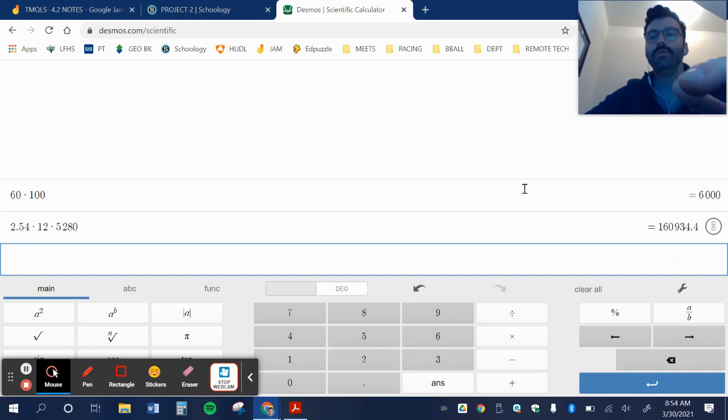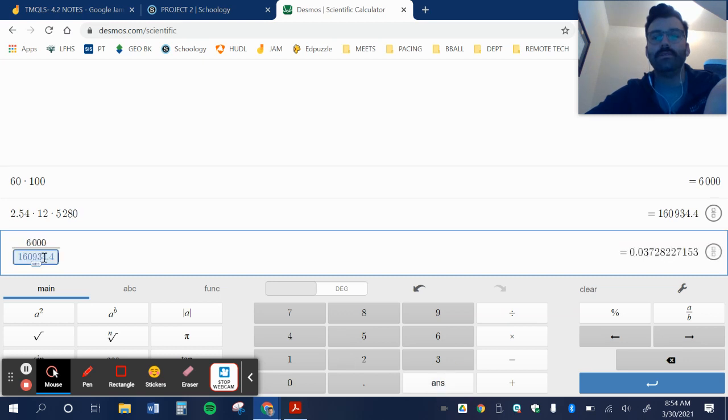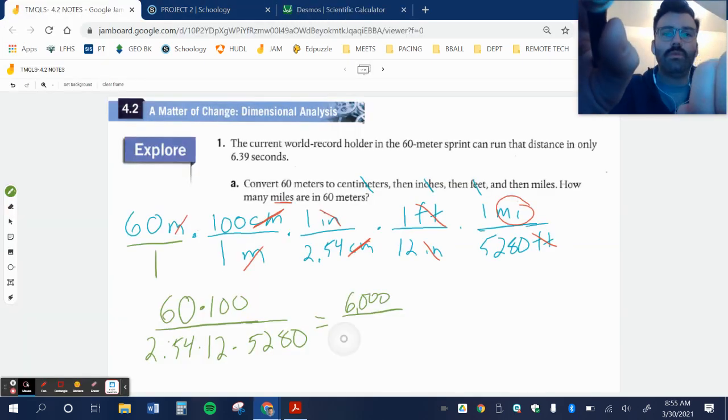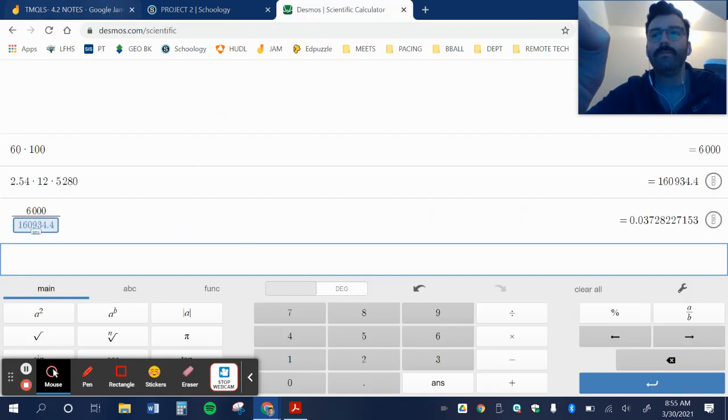So this is why I do it using this Desmos calculator. It helps you out a lot, because now I can just do 6,000 divided by the answer. Look, ANS is answer, which is this number here, and press enter. So I'm going to still write out this step. 160,934.4.